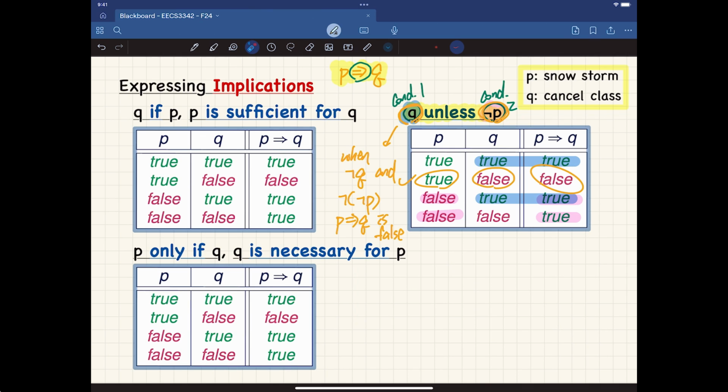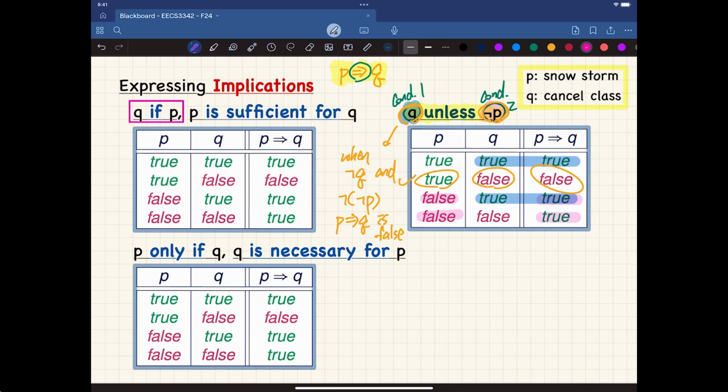Let me also do this one here and this one here. These 2 are basically the same thing. I can refer you to the slide. Let's just do 2 more very quickly. Okay? Let's say this. Q if P. What does that really mean? Okay?